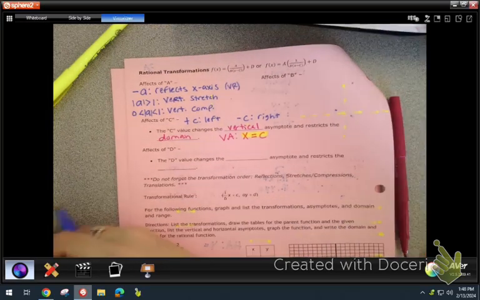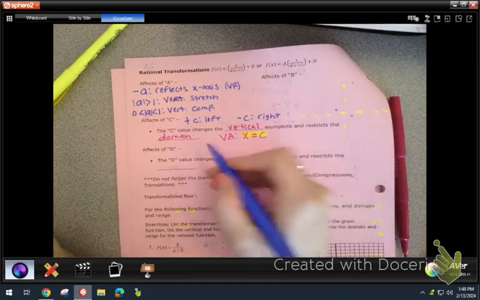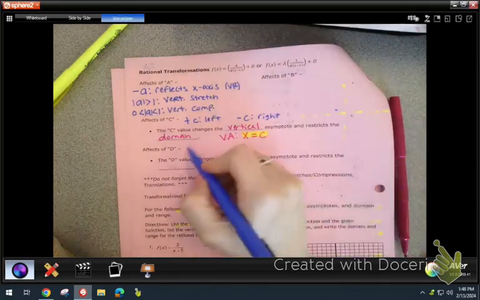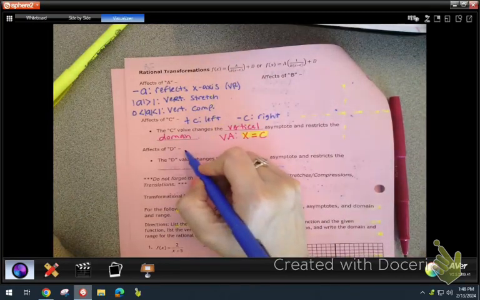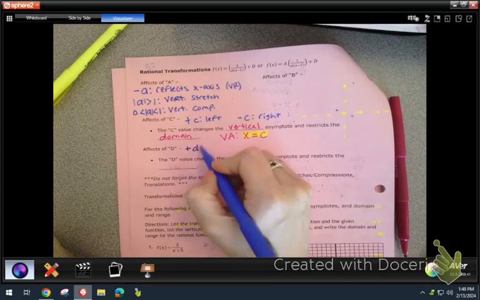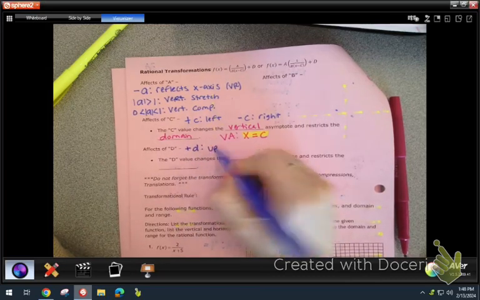The D value will move your graph vertically. Vertical translations. And it's normal. So if it's plus, then that means your graph goes up.